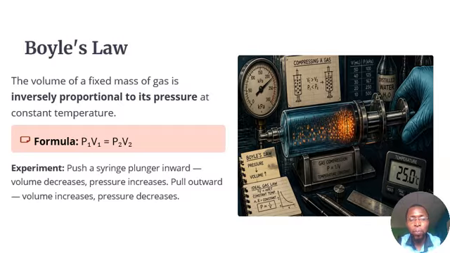The first one is known as Boyle's law. Boyle's law states that the volume of a fixed mass of gas is inversely proportional to its pressure at constant temperature. So there is variation between volume and pressure in this law. What is the variation here is inverse variation. So what that means is that as you reduce the volume or the space occupied by this mass of gas, then the pressure of the gas on the wall of that container will increase.